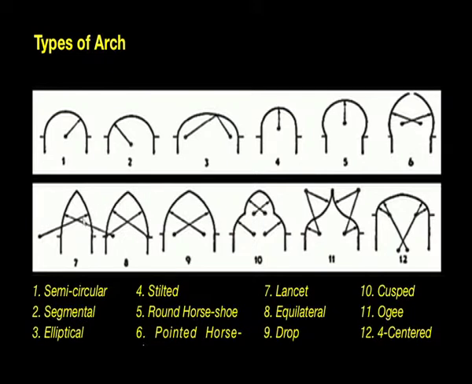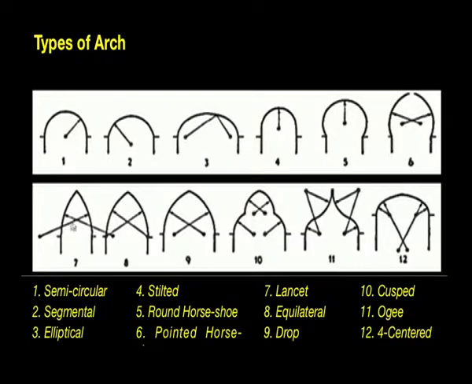Let us move on to arches 7, 8 and 9. In very simple layman's terms, arches 7, 8 and 9 can be called pointed arches. But then we are not laymen, are we? We are architects. We need to define them by their clear, exact architectural names.